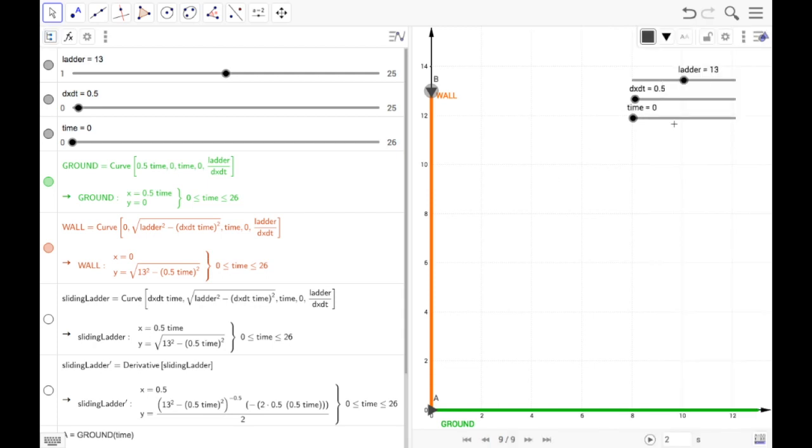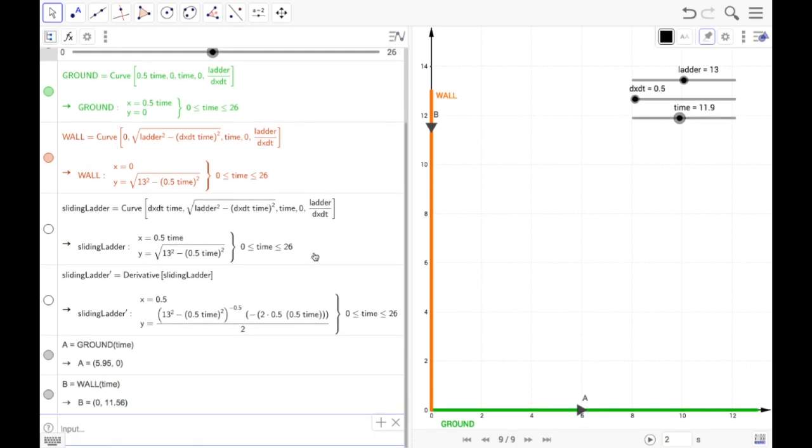Let's close this, and now let's slide the time across, and we can see that we've got some action here showing what's happening as we're progressing in time. We see the top of the ladder, which is point B, moving down. We see the bottom of the ladder, point A, moving to the right.